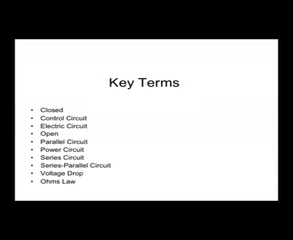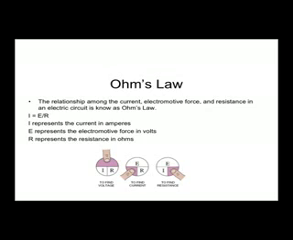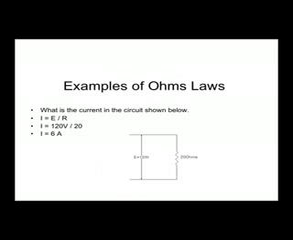In this lesson, we want to talk about basic circuits and Ohm's law. Ohm's law is the relationship among the current, electromotive force, and the resistance in any electrical circuit. It's I equals E divided by R. I represents the current as amperage, E represents the electromotive force in volts, and R represents the resistance in ohms.